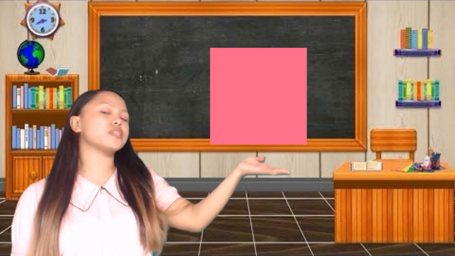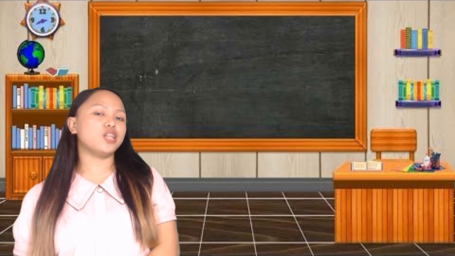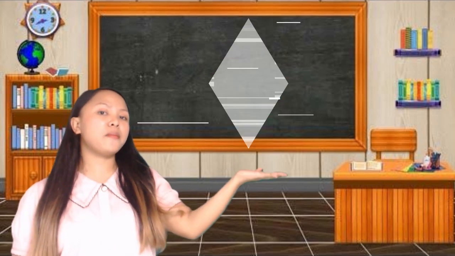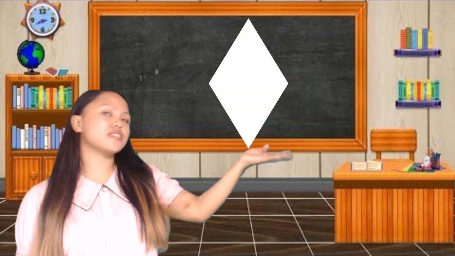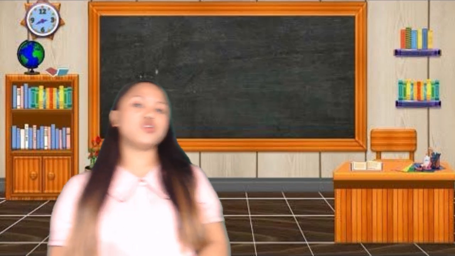Again, kids, what shape is this? Square. Very good. And the last shape is diamond. What shape is this, kids? Diamond. Very good. So now you are ready for the short quiz.